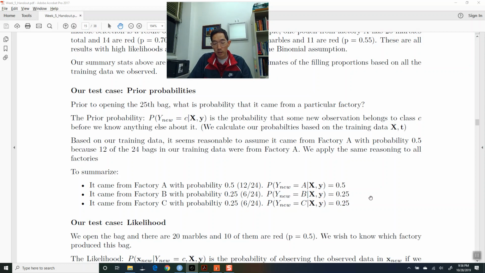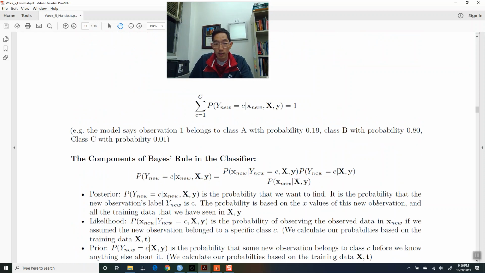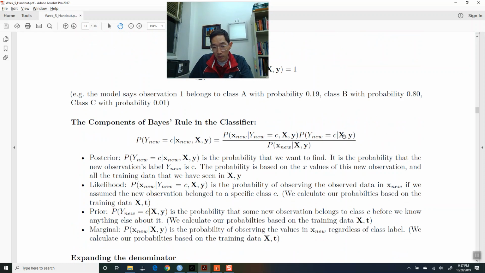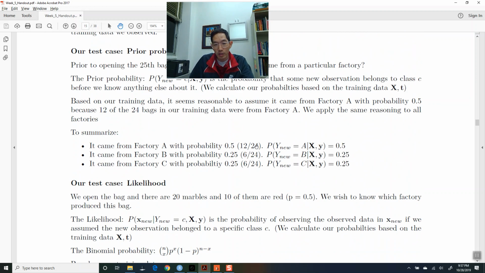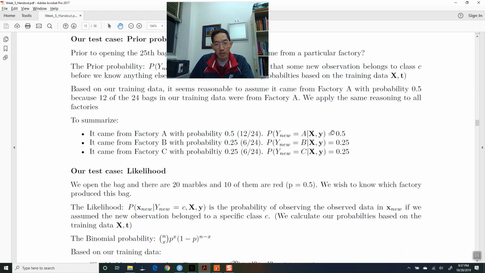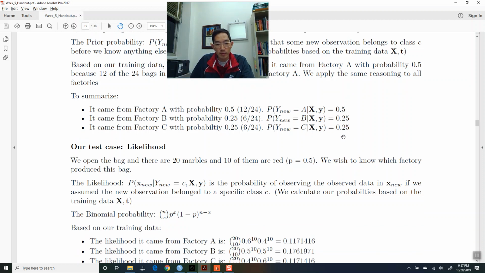So this is going back to this part: the probability that the new observation belongs to a certain class, given all of our training data, is basically the proportions, how many in our training data belonged to a particular class.